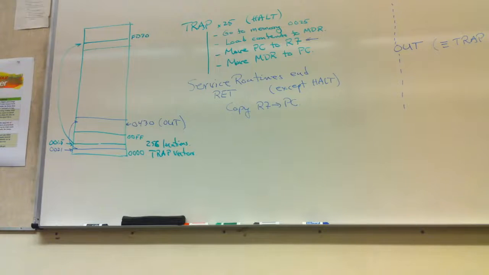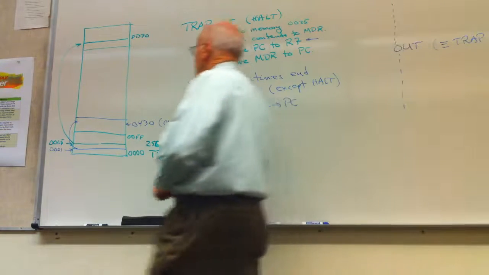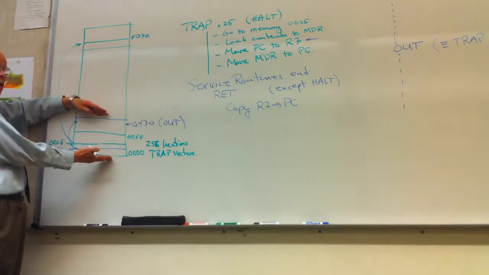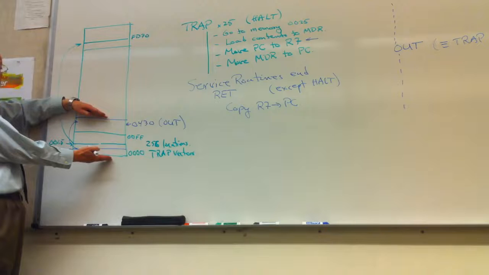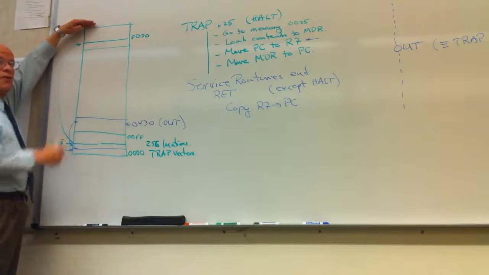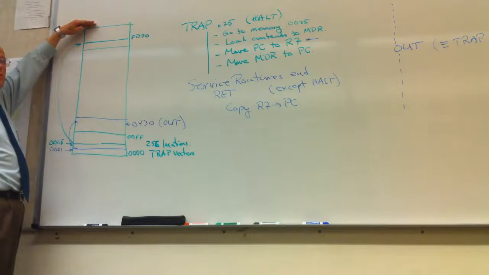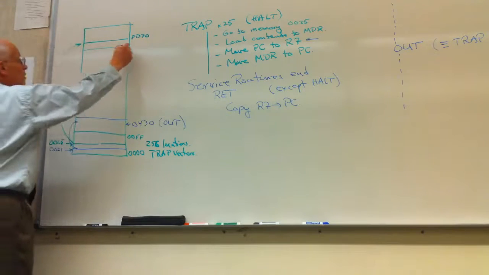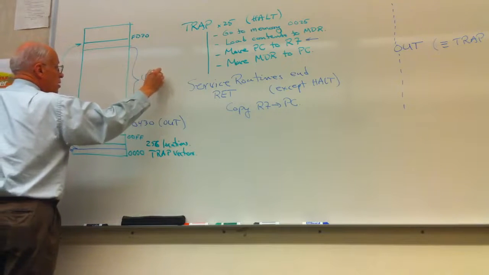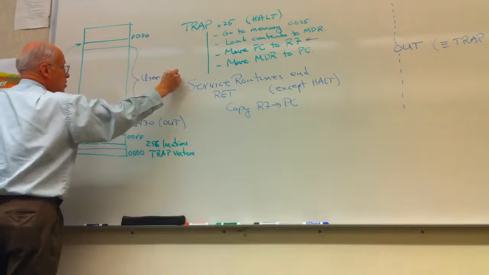Okay, so the basic layout of this whole system: you've got some stuff down here at the low end of memory that's saved for operating system routines. You got some stuff at the high end as well. And so this stuff in between is basically the user area.